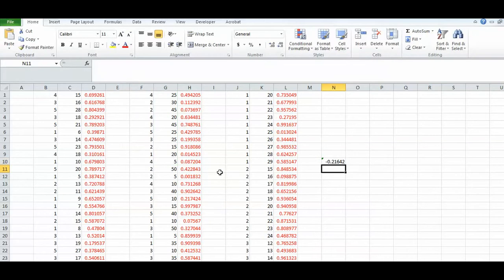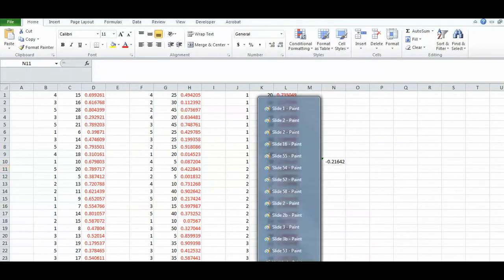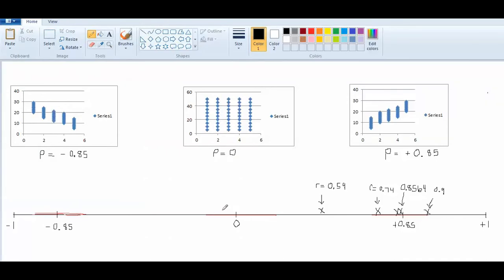It's negative 0.21. It's not that far away from the population correlation of 0. It's maybe down here, or probably negative 0.21 is probably down here, a little bit below 0 in the negative area.